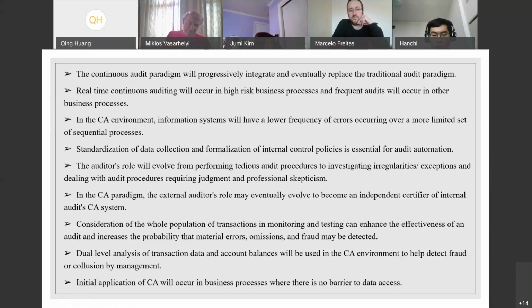The consideration of the whole population of transactions in monitoring and testing can enhance the effectiveness of an audit and increase the probability that material errors, omissions, or fraud may be detected. A dual-level analysis of transaction data and account balances will be used in the continuous auditing environment to help detect fraud or corruption by management. The initial application of continuous auditing will occur in business processes where there is no barrier to data access.